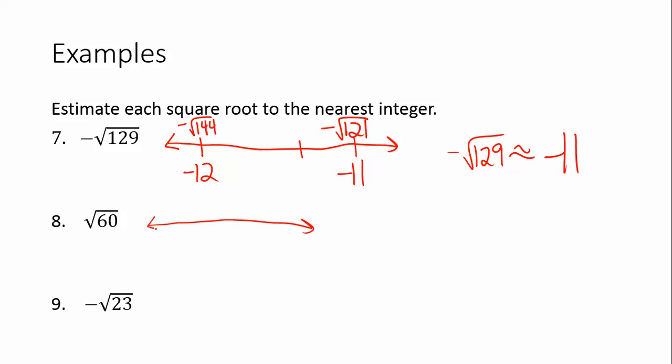Number 8, we have the square root of 60. So 64 is 8 times 8. And so 7 would be the square root of 49. 60 is closer to 64. So we would say that the square root of 60 is about equal to 8. Because again, we're rounding to the nearest integer.